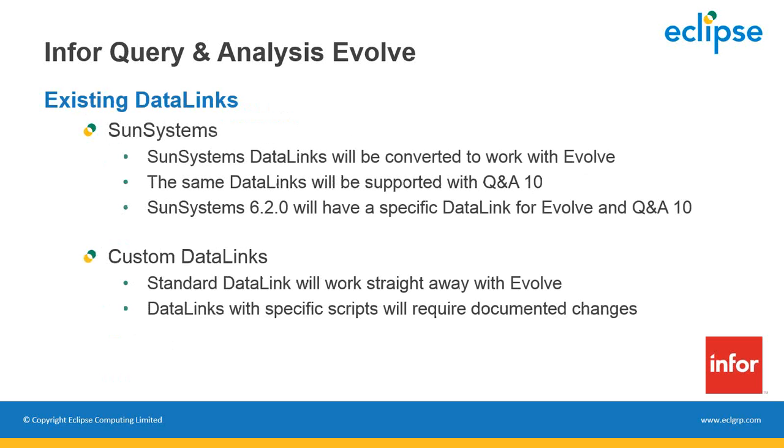Implications for existing data links. Well, from a Sun Systems perspective, there's not many big implications. Obviously, the existing Sun Systems data links have been upgraded to work with Evolve, and any data links that work with Q&A 10 will also work with Q&A Evolve. There'll be a new data link specifically for Sun 6.2, and there'll be two data links effectively for Sun Systems 6.2, one for traditional Q&A 10 and a separate 6.2 data link for Q&A Evolve.